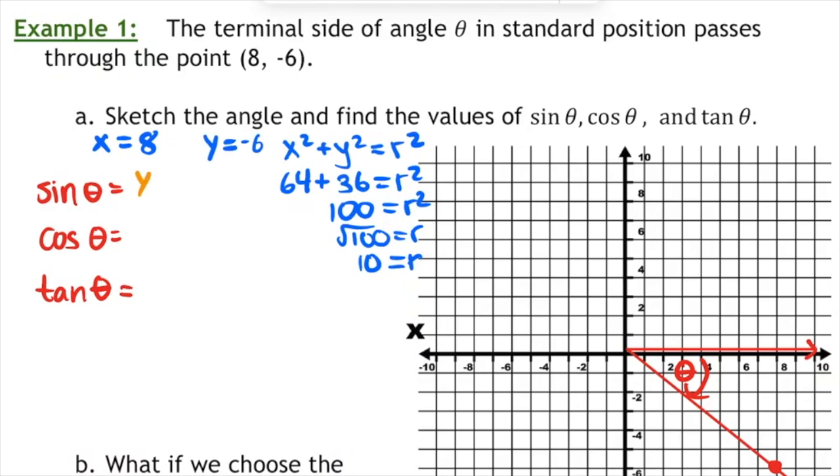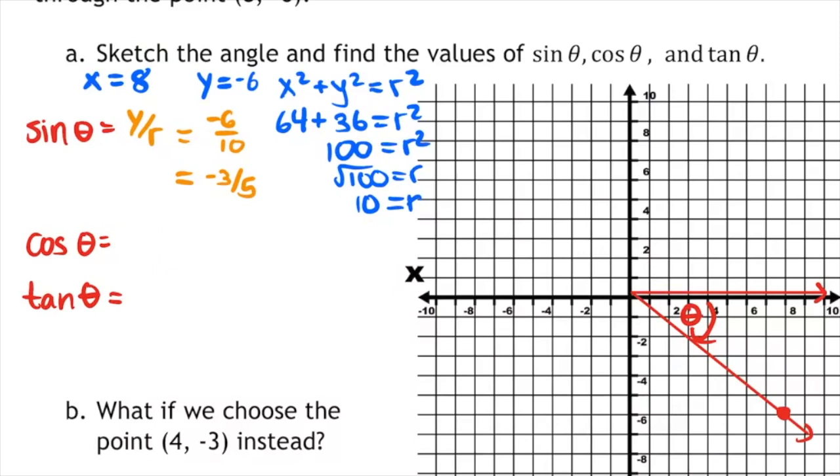So sine is y over r, which is just negative 6 over 10. You should simplify your fraction. Cosine is x over r. So we've got 8 over 10, or 4/5. And tangent is y over x. So negative 6 over 8, or negative 3 over 4.